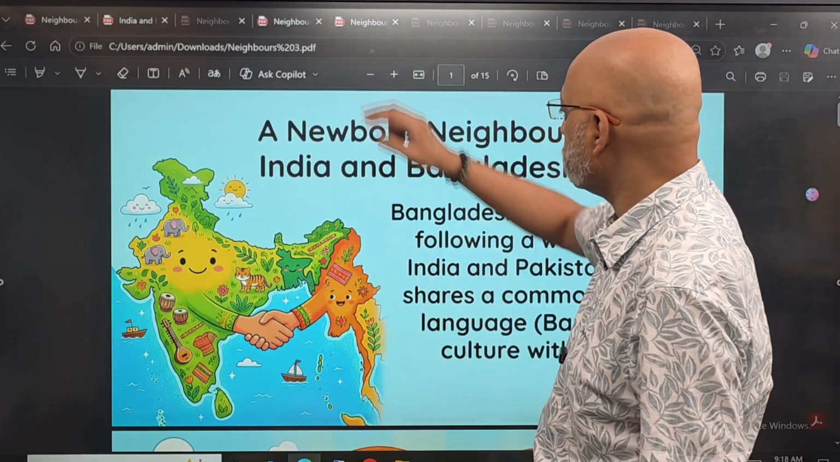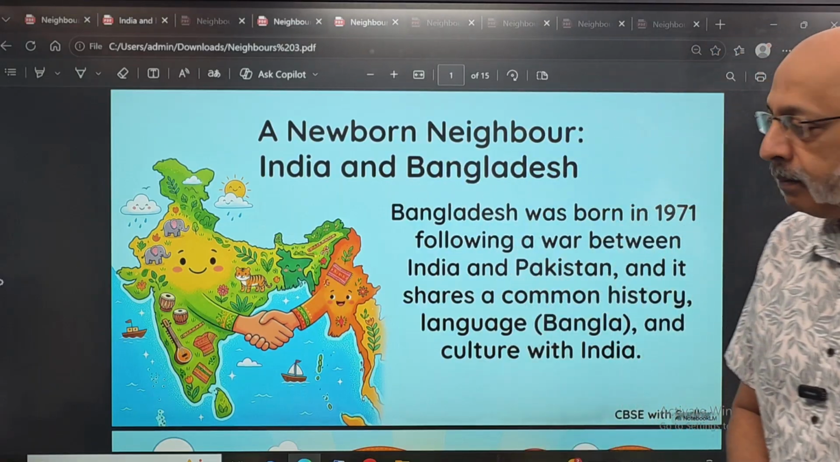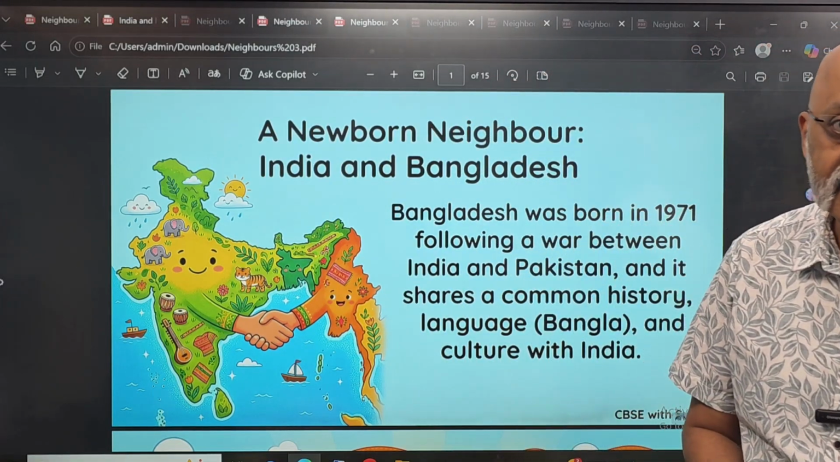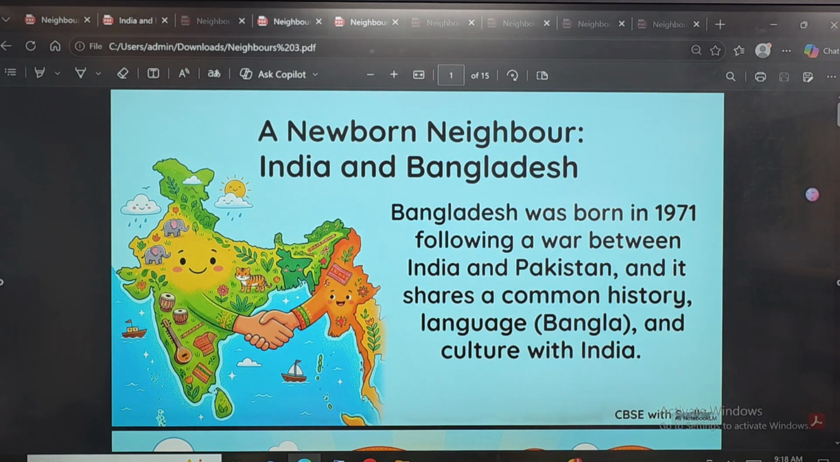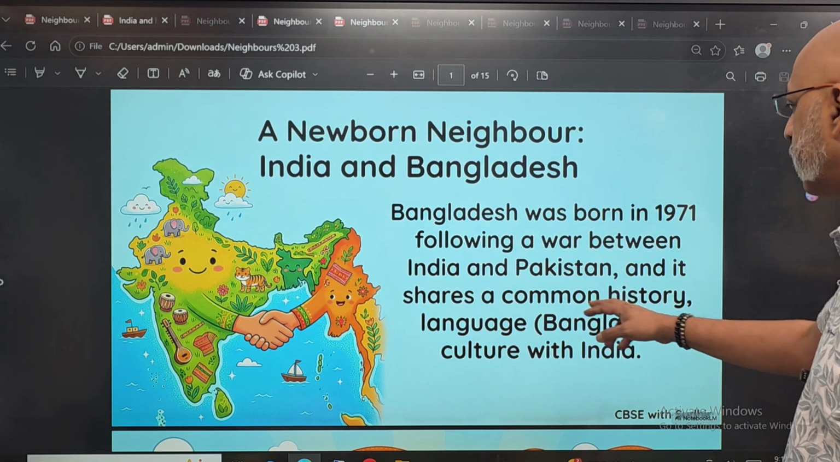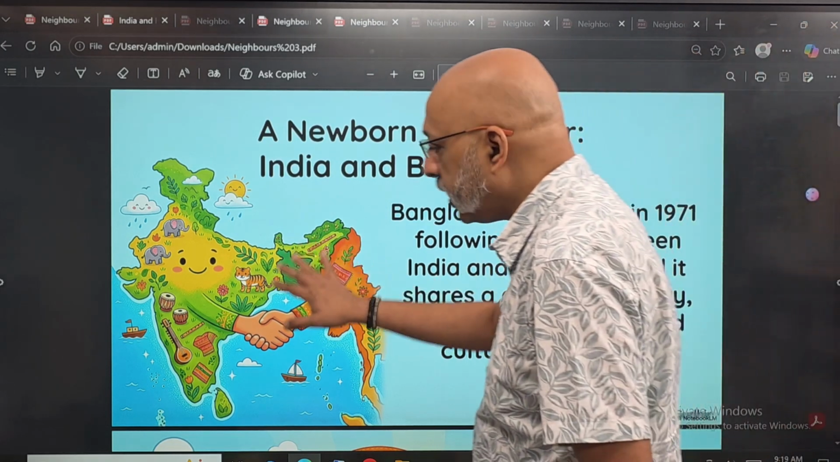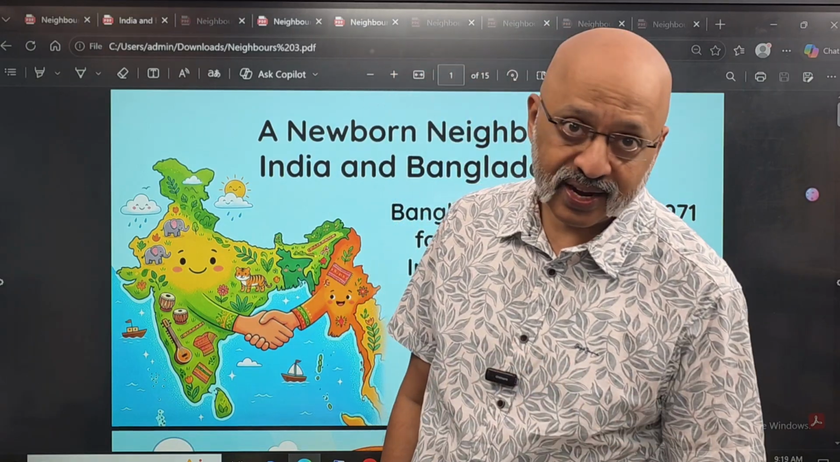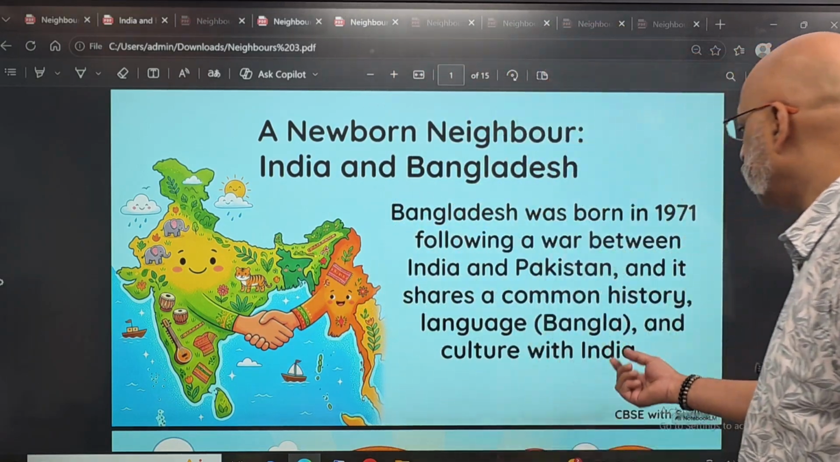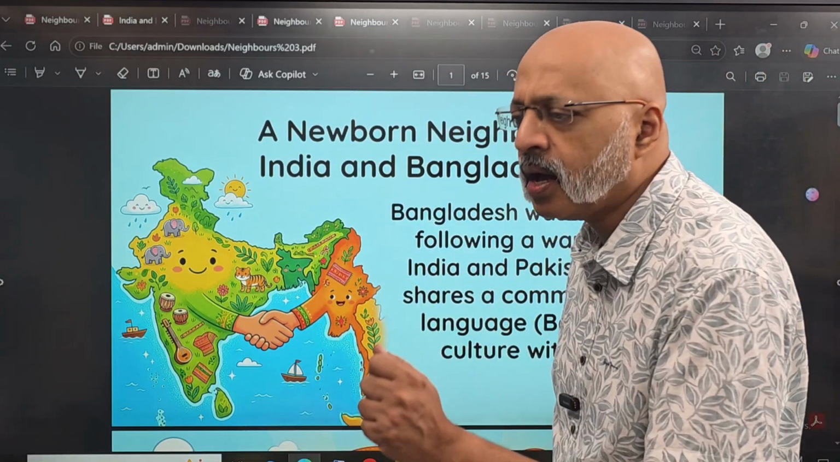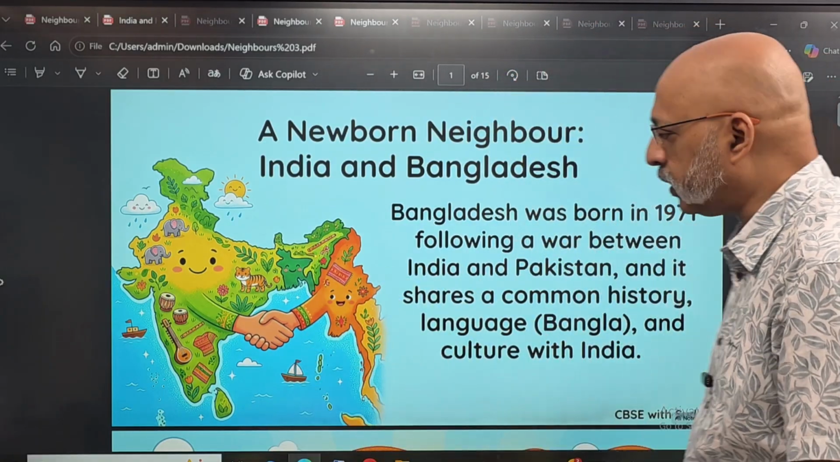So let's now move to Bangladesh, which was a new country formed in the year 1971. Born in 1971 following a war between India and Pakistan, it shares a common history and language, that is Bangla, because here also it is Bangla which is spoken, just like in West Bengal, with a culture common with India. Of course, that Bangla could be a little mixed with a bit of Urdu, right?